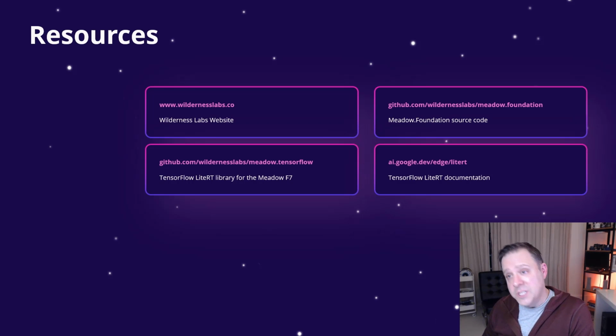Again, it's all open source for the peripheral driver library, and that's where you're going to find the source code for those useful sensors. If you go to github.com/wildernesslabs/Meadow TensorFlow, that's where you can dive into the source code for the Lite RT for microcontrollers integration for the Meadow F7. And of course, Google's got a ton of great documentation as well: ai.google.dev/edge/LiteRT.